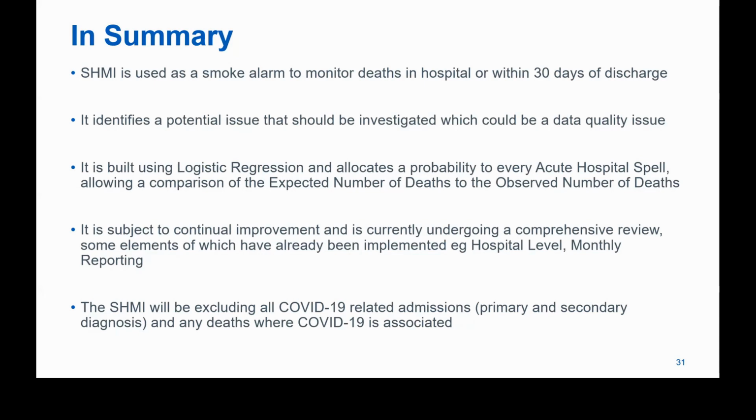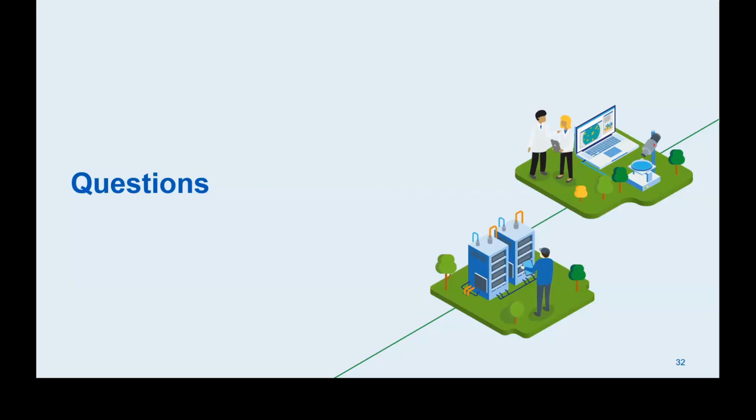It's subject to continual improvement, and is currently undergoing a comprehensive review. And as I said earlier, a number of things have already been implemented, such as reporting at the hospital or site level, as well as monthly reporting. And also, the SHMI will be excluding all COVID-19 related admissions, primary and secondary, all within the death certificate for the foreseeable future. I appreciate I've probably overrun in terms of the time that I've been talking, but hopefully there's still time for a few questions, or my colleagues may have answered some questions as we went along.